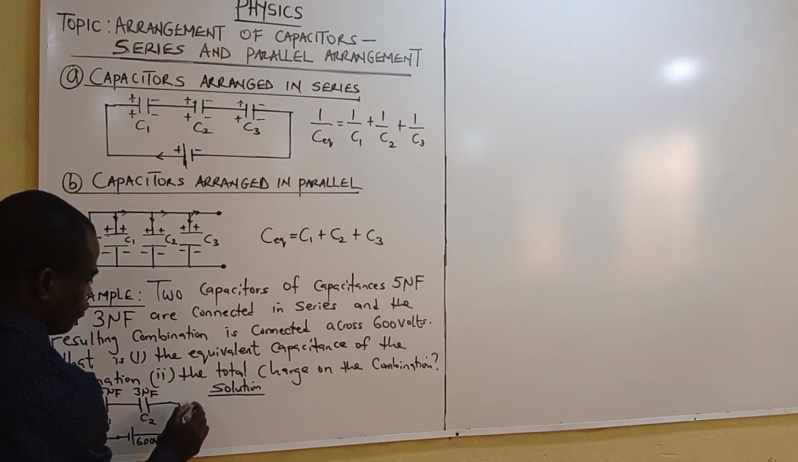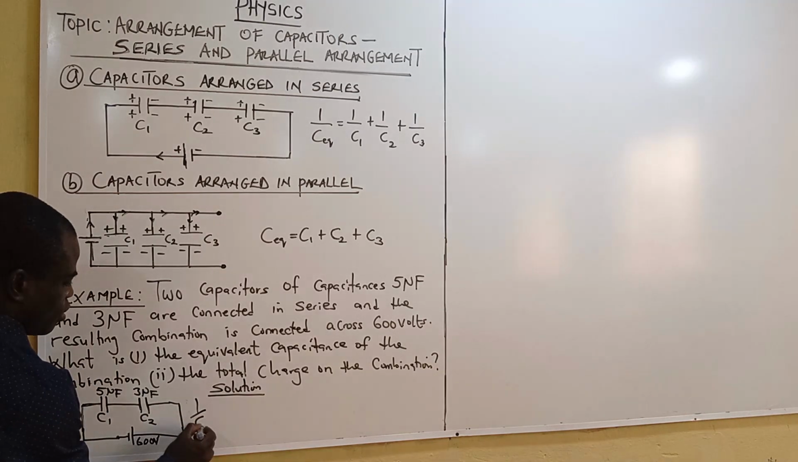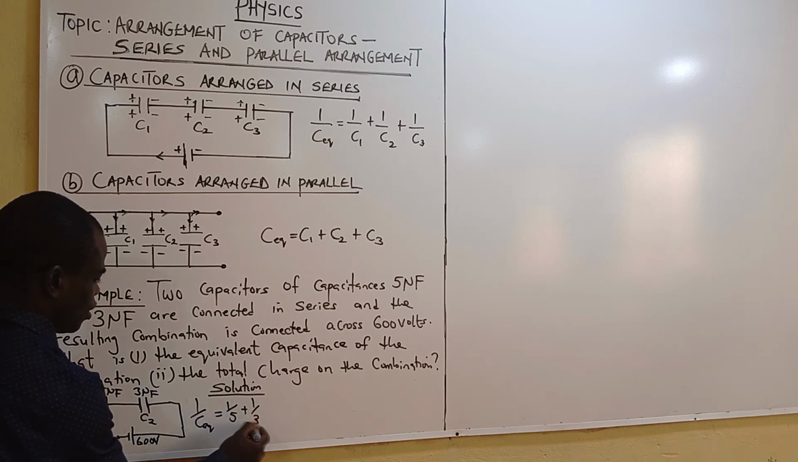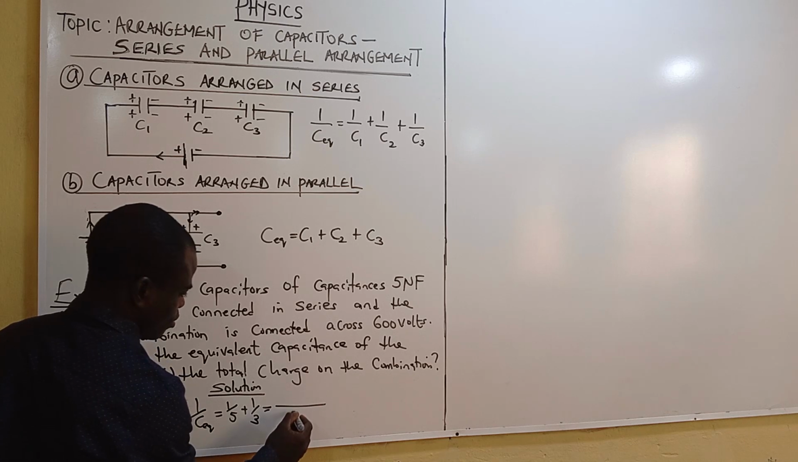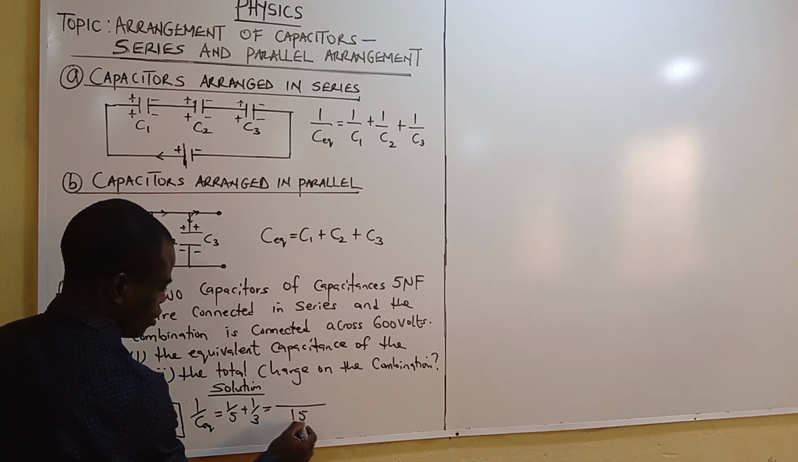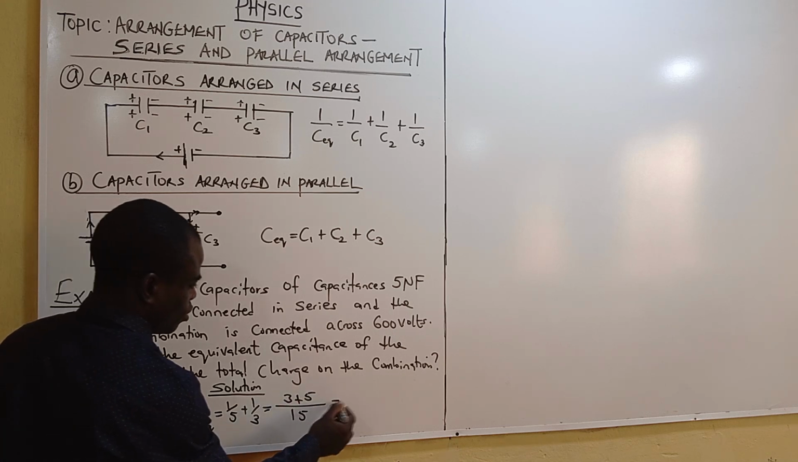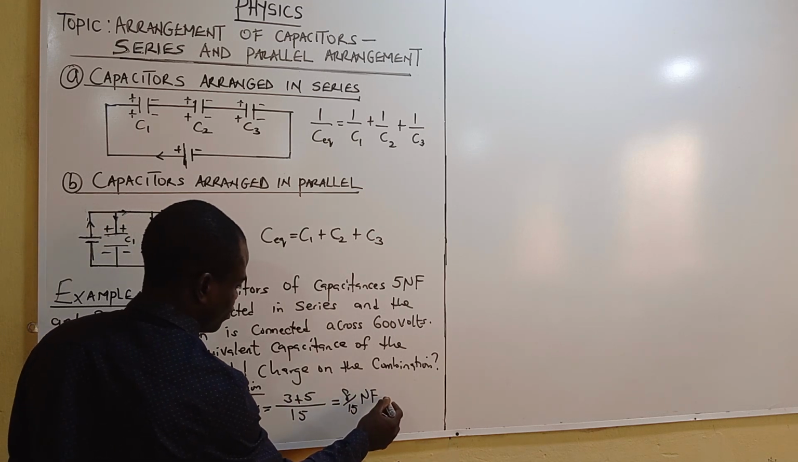Now we find the equivalent. You have 1 over C equivalent, because they are in series, you find the reciprocal. 1 over C equivalent equals 1 over 5 plus 1 over 3. Leave the microfarad for now. Divided by LCM, which is 15. 5 in 15, 3. 3 times 1, 3. 3 in 15, 5. 5 times 1, 5. Which is 8 over 15 microfarad.